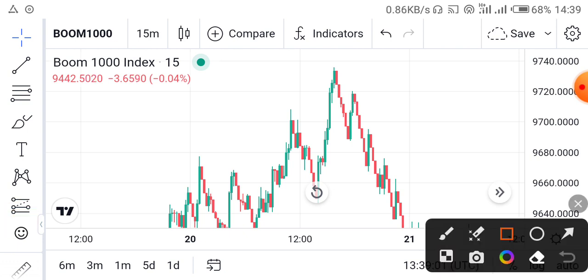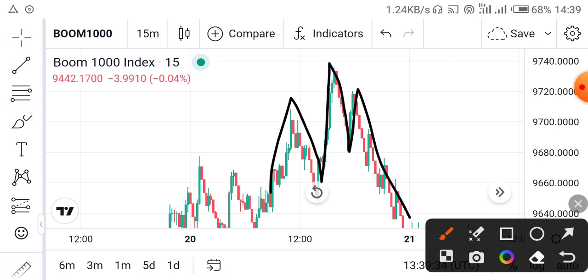I would want to call this a double top, but it's actually a double top depending on how you look at it. In most cases I will also call it a head and shoulders pattern, although we've not talked about that here in this video. See, this is the left shoulder, the head, and this is the right shoulder. That's a head and shoulders pattern.